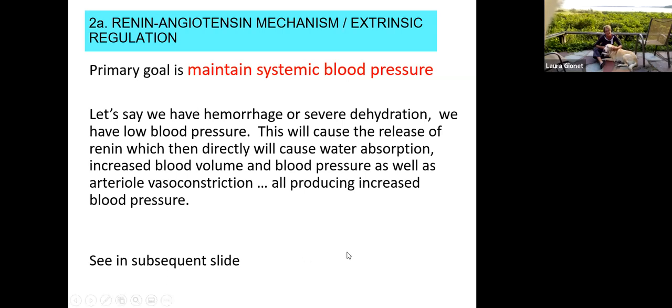So let's say we have a hemorrhage or severe dehydration. We have low blood volume, low blood pressure. This will cause the release of renin, which then leads to water absorption. As you know, renin will go through the conversion process of angiotensinogen to angiotensin 1, and then we have to convert angiotensin 1 to angiotensin 2. And thus it very strongly starts to increase blood volume and blood pressure and will cause vasoconstriction to increase blood pressure.